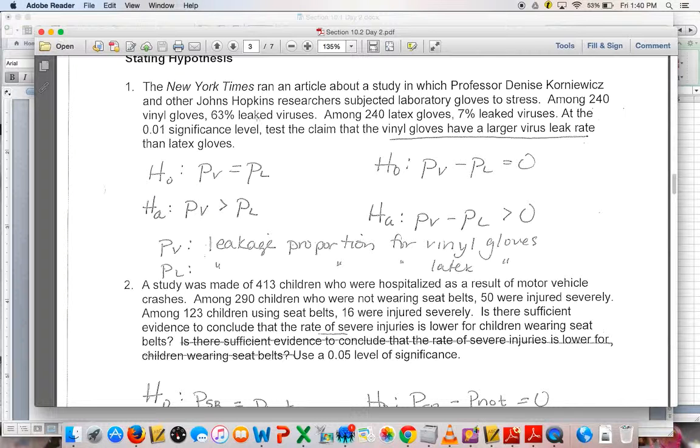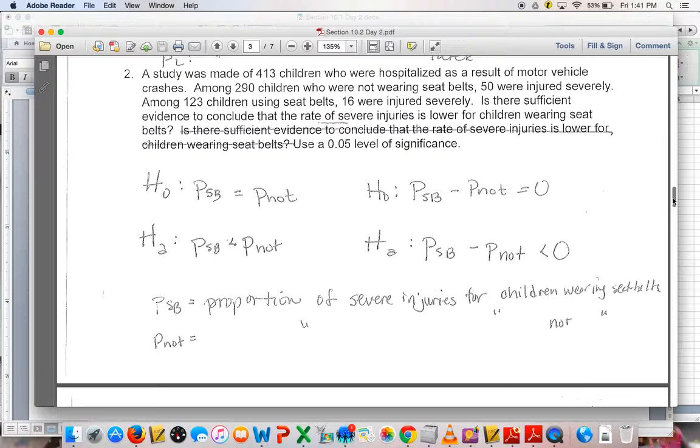I want to test that the vinyl gloves have a larger leak rate than the latex gloves. So I can do the p of vinyl is equal to the p of latex, and then I could say the vinyl is greater than the latex, or I could write it like this. The p of V is the leakage proportion for the vinyl gloves, and p of L is the leakage proportion for the latex gloves. You can use 1s and 2s here if you'd rather, just make sure you're using 1s and 2s when you're defining your parameters as well. It doesn't really matter. And then the next one, again, the same thing. You can use 1s and 2s for the subscripts, or you can use letters like I did there.